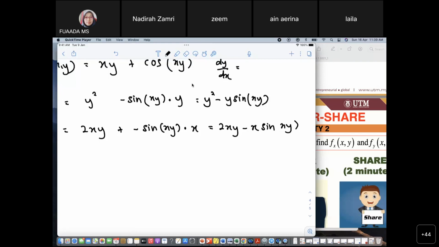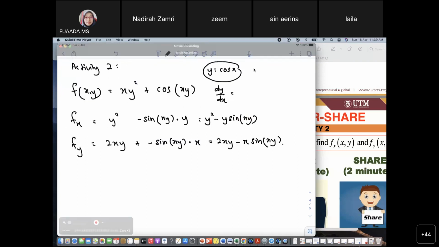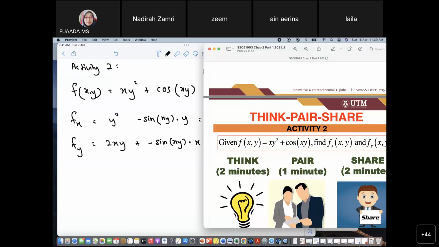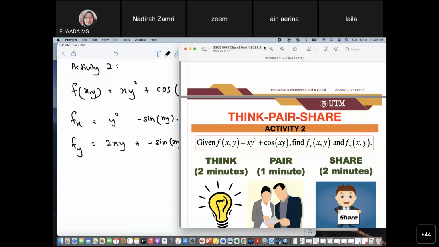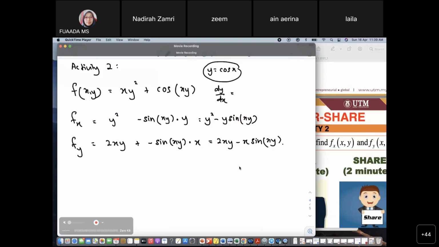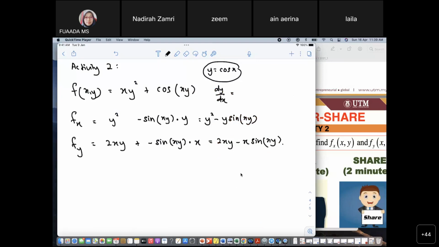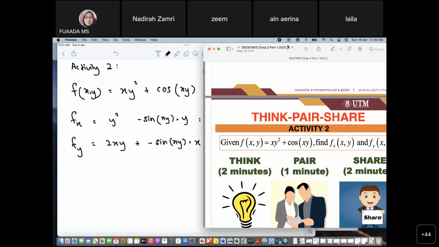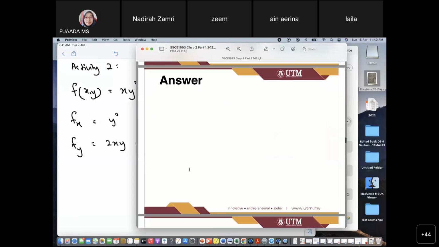Okay, you just differentiate that without evaluating. So any question? Maybe our answer has a contradiction and you still tak clear. Okay, boleh. All good? Alright, so we go to the next part.